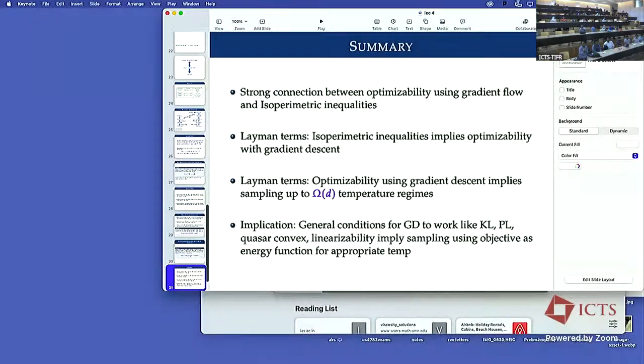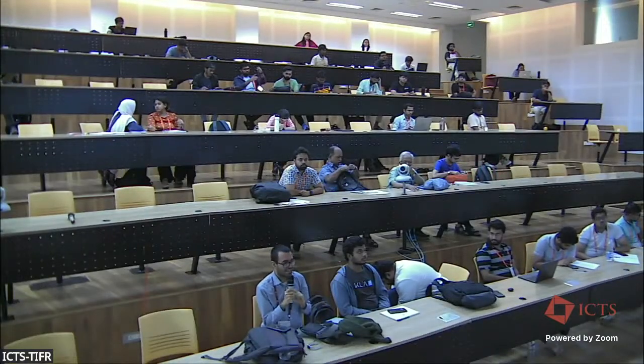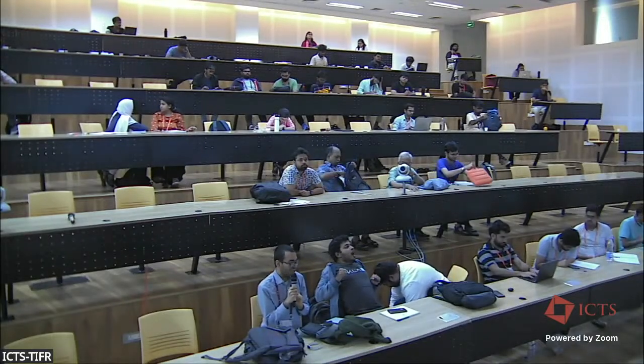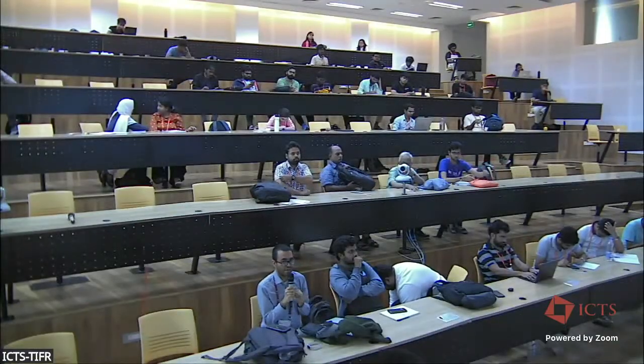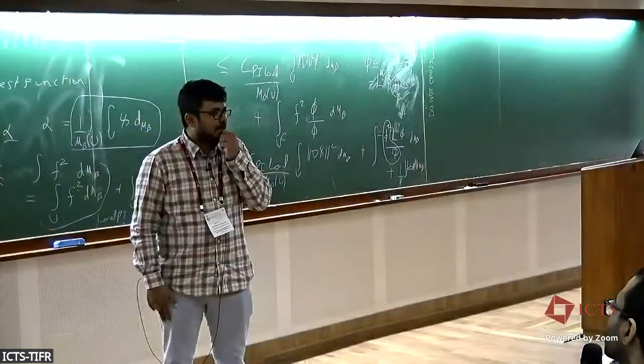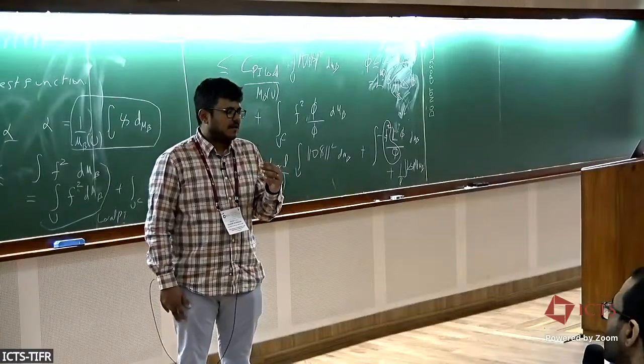I have a question. For optimization using gradient descent, we said that if gradient flow converges, and maybe if you add a little bit more, like local PI, then you can get sampling from the appropriate distribution. So do you think some result like this also holds for the case when some perturbed version of gradient flow converges?